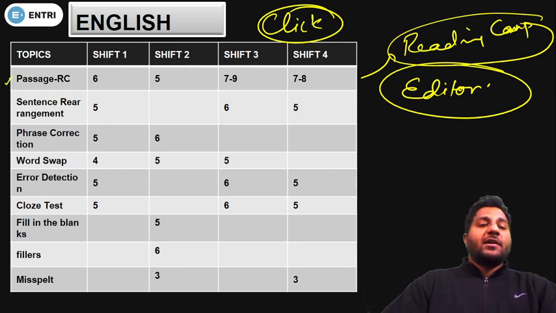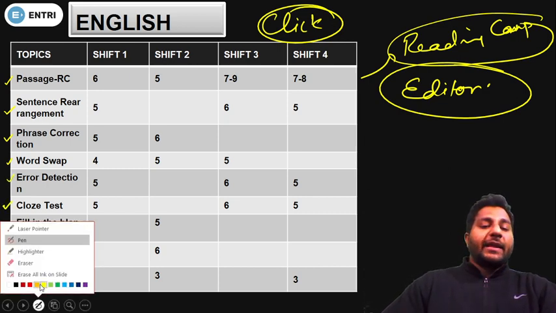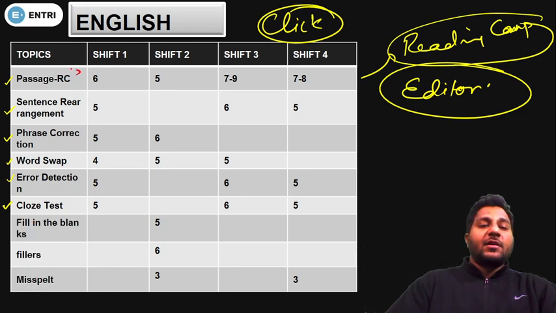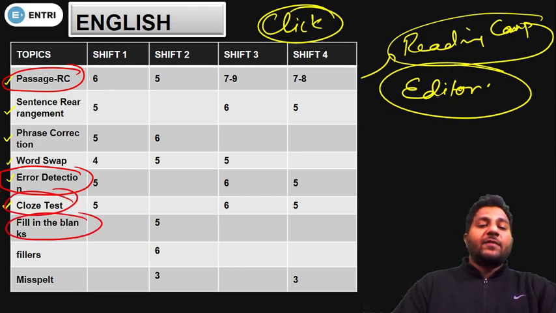Look at this: reading passage, reading comprehension, sentence rearrangement, phrase correction, word swap, error detection, closed text. The obvious thing you will be getting in every exam is reading comprehension, error detection, closed test. Okay, so you will be getting lots of things. We have seen fill in the blanks in the new. Fillers is the latest trend, and misspelled is the latest trend.